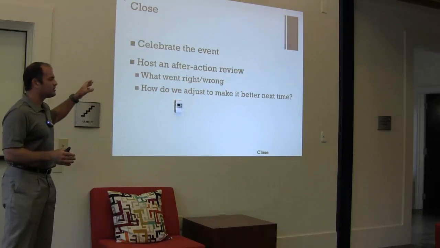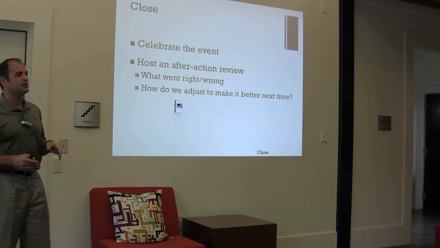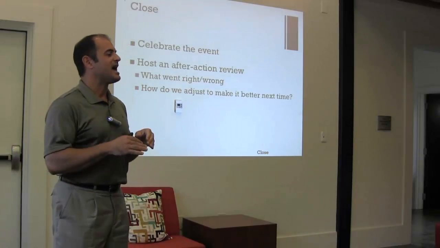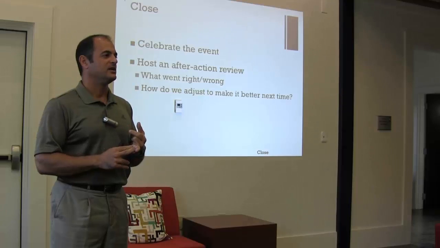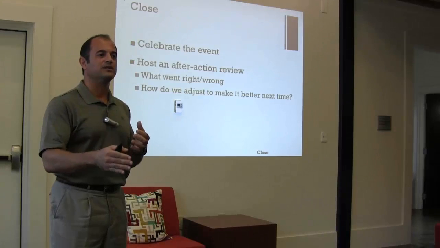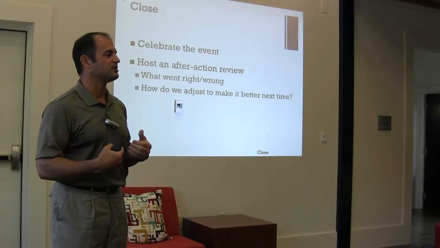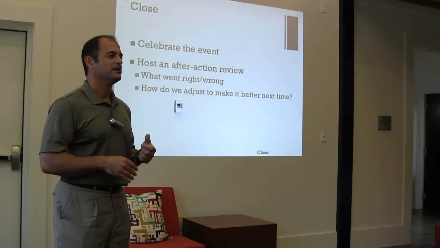Have a great time, but also do an after-action review. An after-action review talks about what went right and what went wrong. In an after-action review, you leave titles and positions out of it. And what that means is that anyone, the lowest person on the totem pole, can question the highest person on the totem pole in a manner that's meant to make the event better.